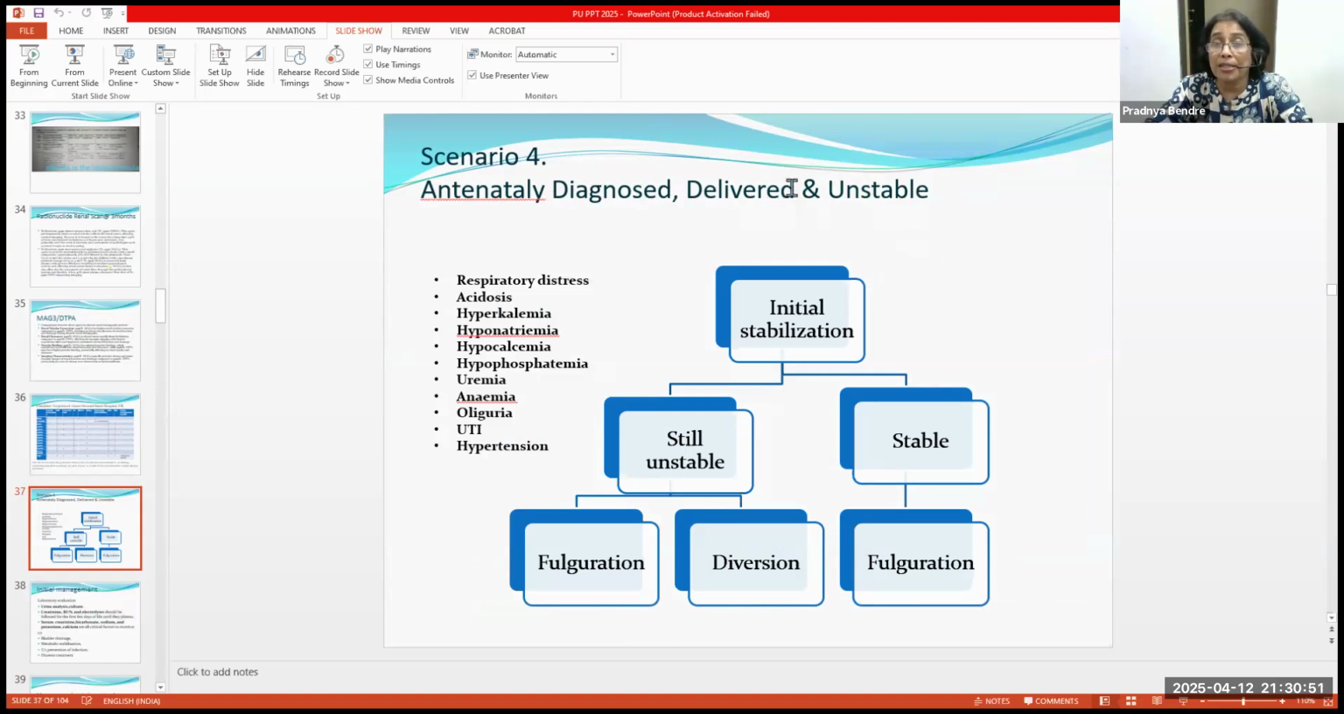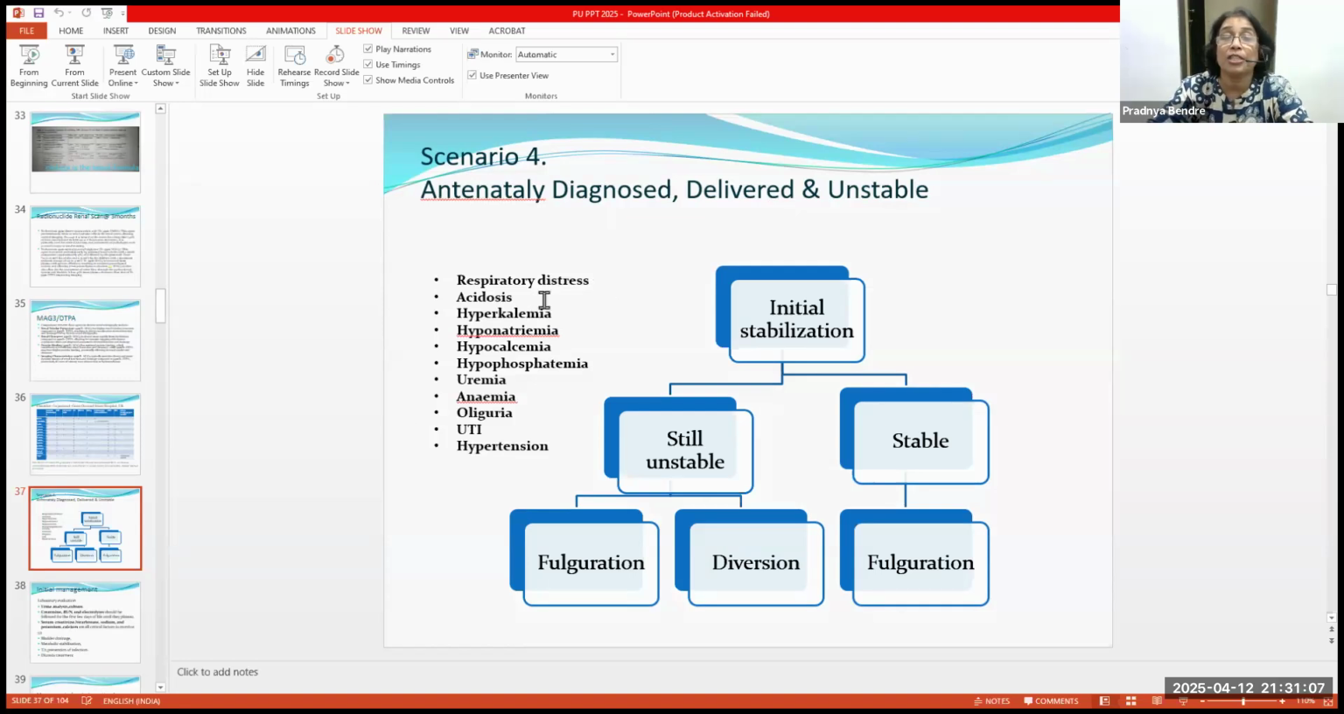Now coming to the fourth scenario, the patients are antenatally diagnosed, delivered, but they are unstable. What do you mean by unstable? These are all the things that can happen to children who have bad kidneys and bad tracts. There can be respiratory distress because of the pulmonary hypoplasia, which is occurring secondary to oligohydramnios.